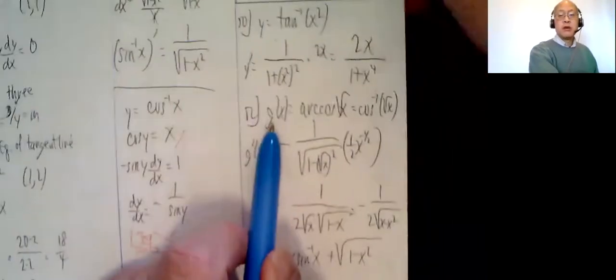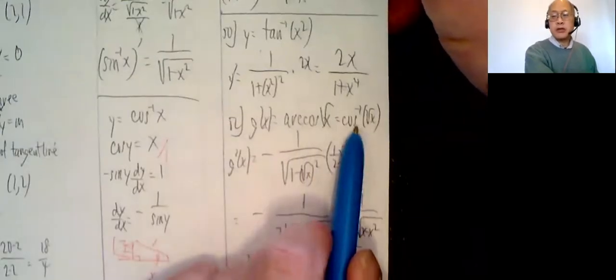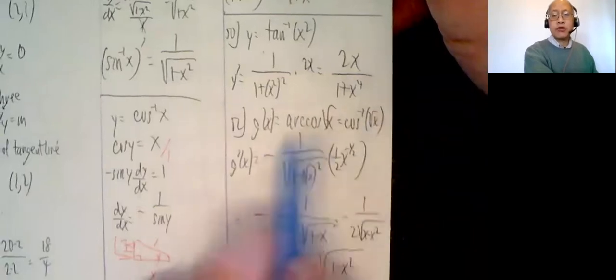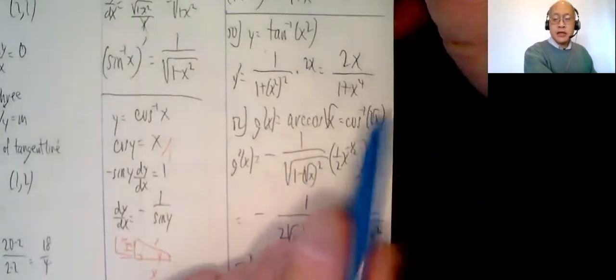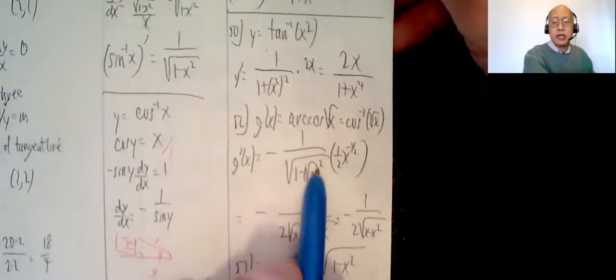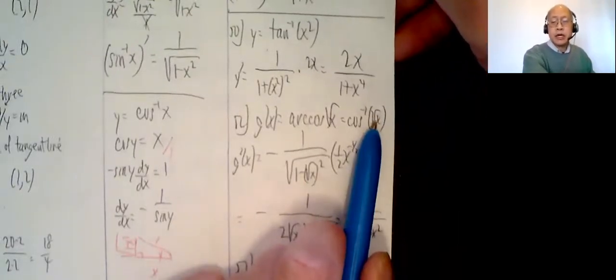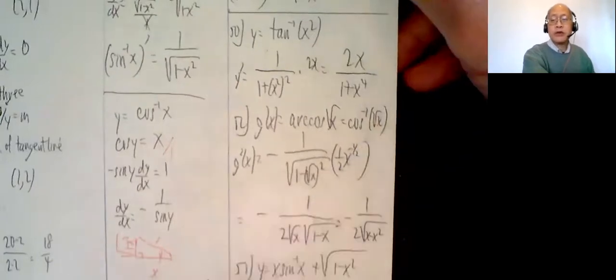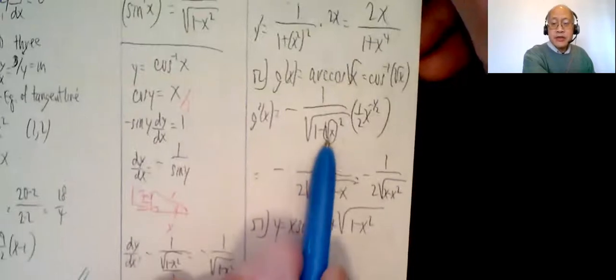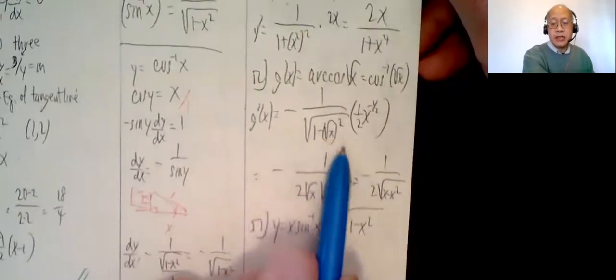All right, 52, arc cosine of radical x. Arc cosine means the same thing as inverse cosine. So the derivative is negative one over radical one minus this thing squared, radical x squared, and then by the chain rule times the derivative of radical x. Remember, radical x is like x to the 1/2, so 1/2 x to the negative 1/2.